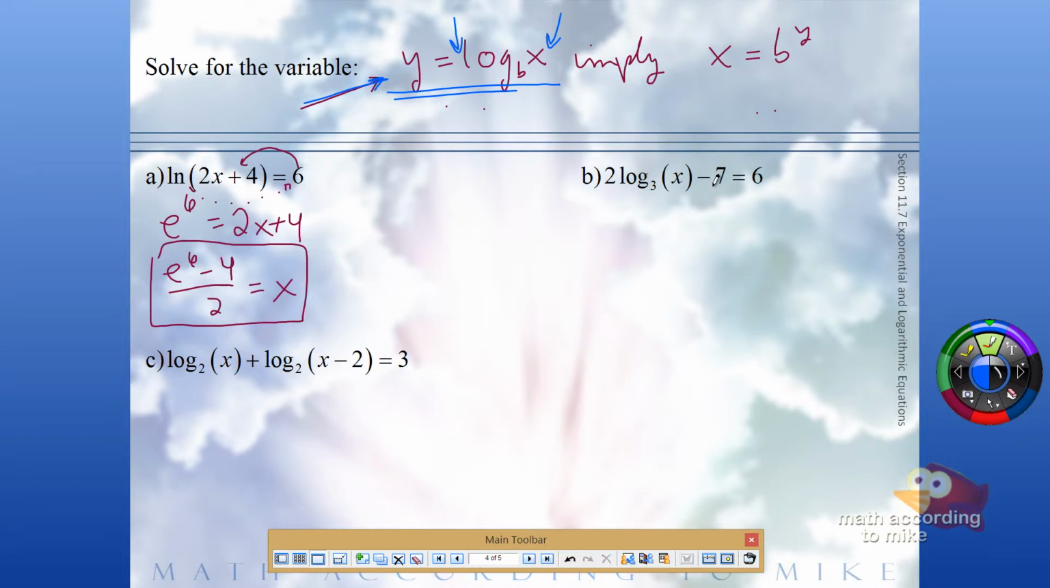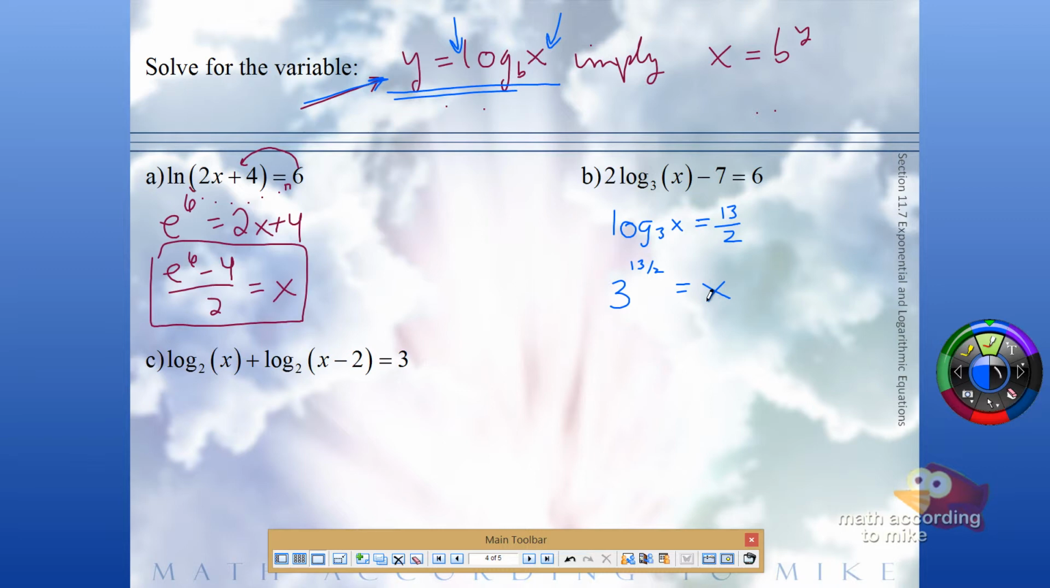So working outside in, what are we going to do to the negative 7? And then what are we going to do with that 2? We're going to add that 7 to both sides, and then we're going to divide by 2. So if we add 7, we get 13. Dividing by 2, we get 13 halves. So now it's prepped like in part A. The base of the log is 3, so the base of the exponent is 3. So 3 to the 13 halves equals x.